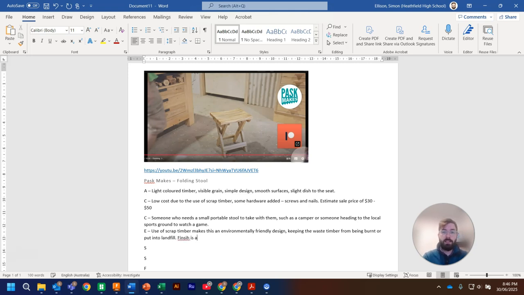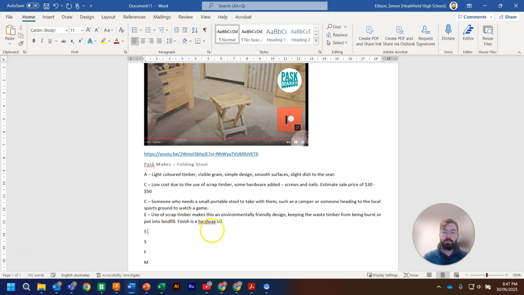Finish is a hard wax oil. Now I only know that because that was talked about in the video, so sometimes that's harder to know. The size of this product, small stool, low to the ground, but comfortable enough to sit on for a short period. Probably wouldn't want to do it for too long.